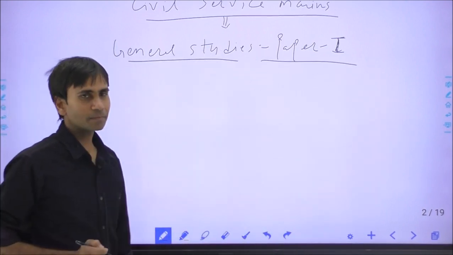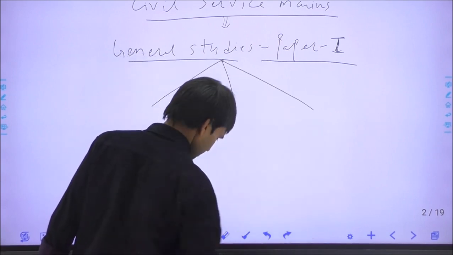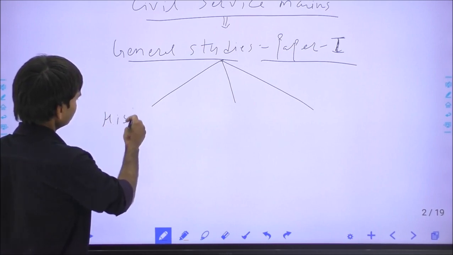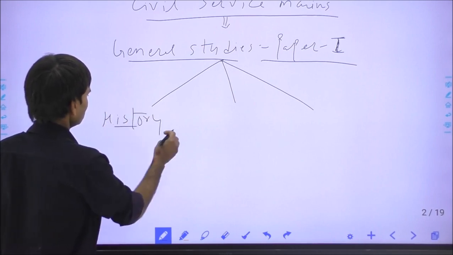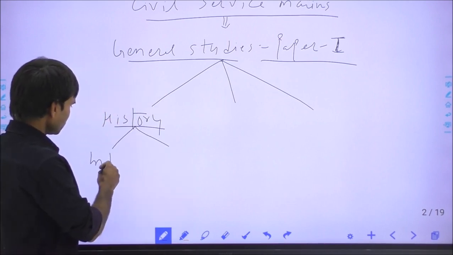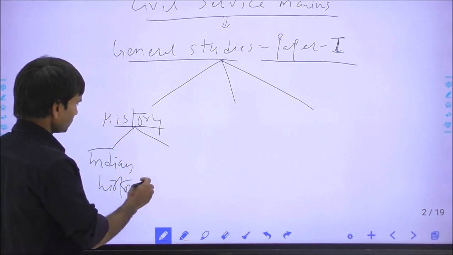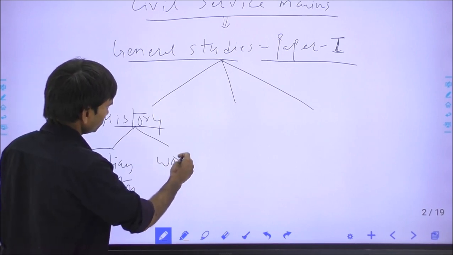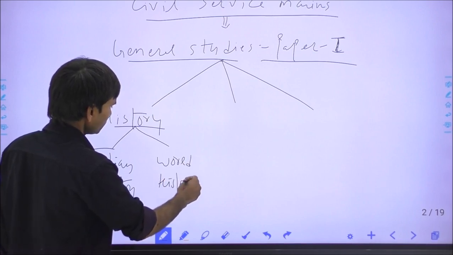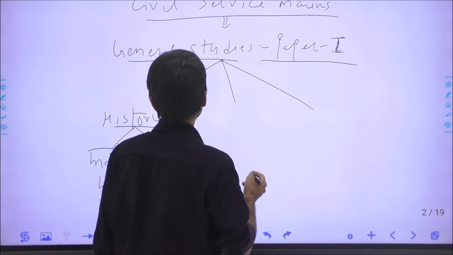The general studies paper 1 broadly includes the 3 sections. One is the history. The history further includes Indian history and some topic from the world history. But the weightage of world history is not too much.